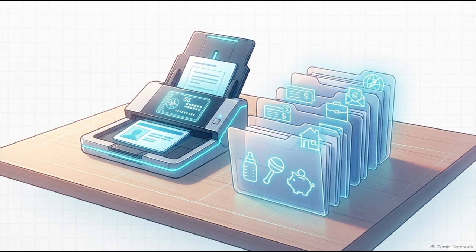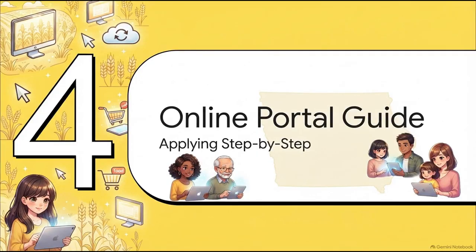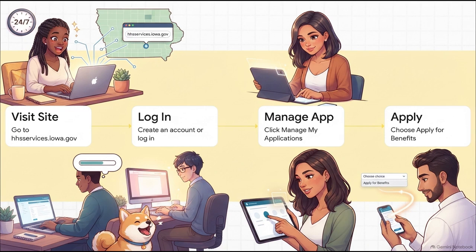It turns a frustrating chore into a simple 30 to 60-minute task. Section 4, navigating the online portal. Let's get online. Sure, you could apply by mail or in person, but the Iowa HHS self-service portal is by far your fastest, most convenient option, and it's open 24/7. Let's see how this builds.